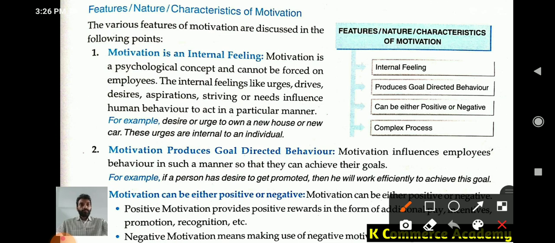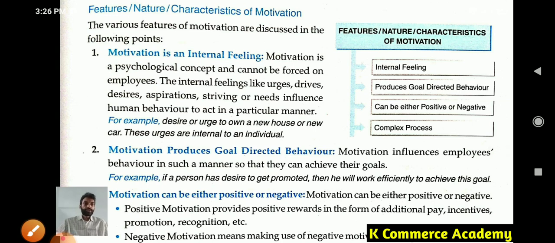Motivation is an internal feeling. After that, motivation produces goal directed behavior. And motivation can be either positive or negative. That is, a person can be given an incentive, like a high salary, which is a positive motivation, and a person can be given a punishment, that you have done this thing wrong, now you have to suffer this punishment, you have been penalized. This can be called negative motivation. And lastly, motivation is a complex process. This is also one of the features or characteristics of motivation. Now we can have a detailed explanation of these points.